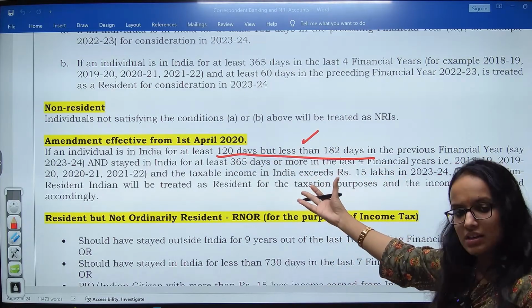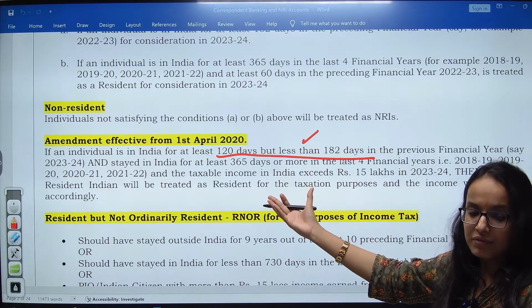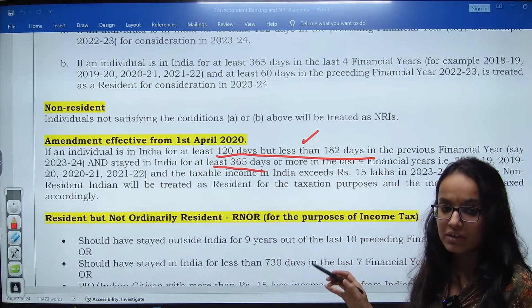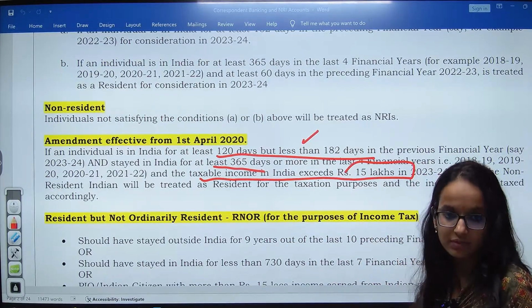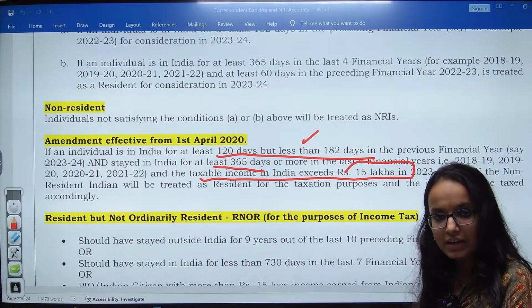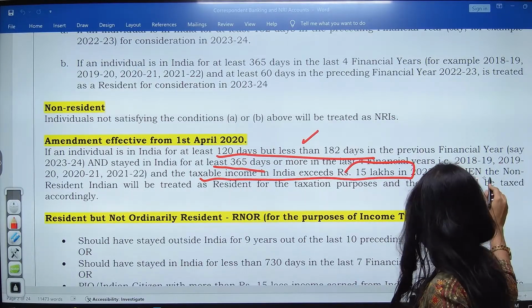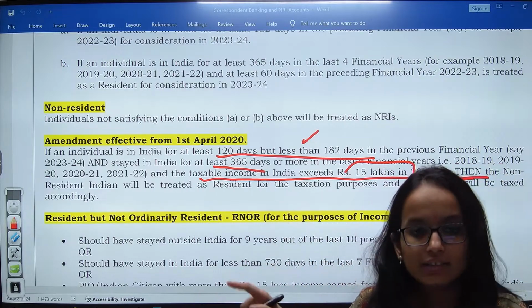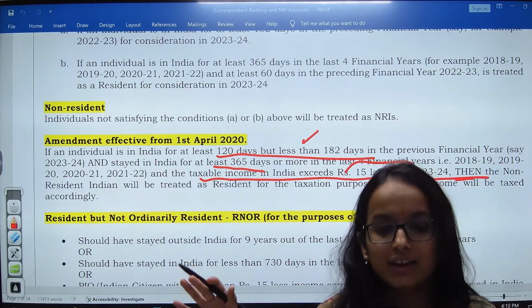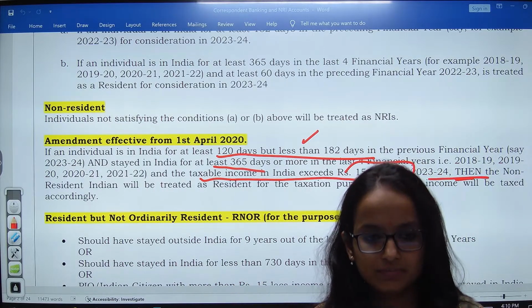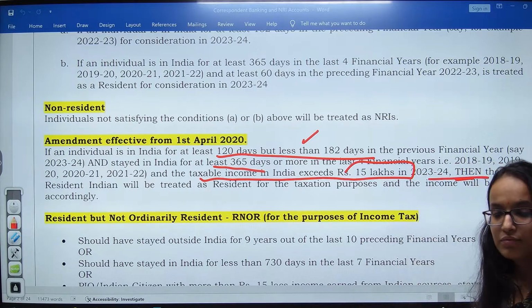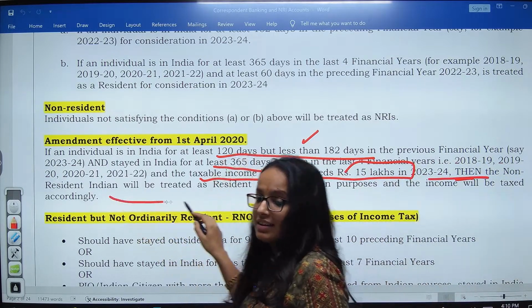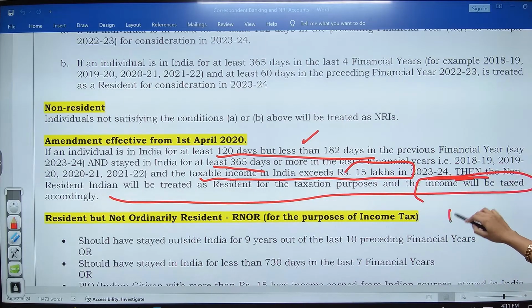The other thing is the same: for the preceding 4 financial years, you have to live for at least 365 days. But then one thing is added, that your taxable income in India exceeds 15 lakh rupees. Then that NRI will be treated not as an NRI but as a resident for the purpose of taxation, and the income of that individual will be taxed by the income tax department.